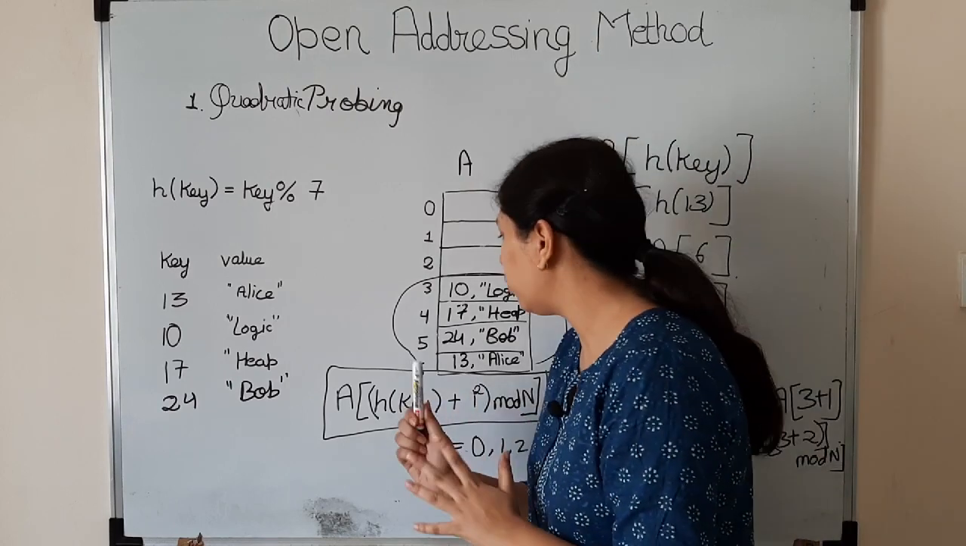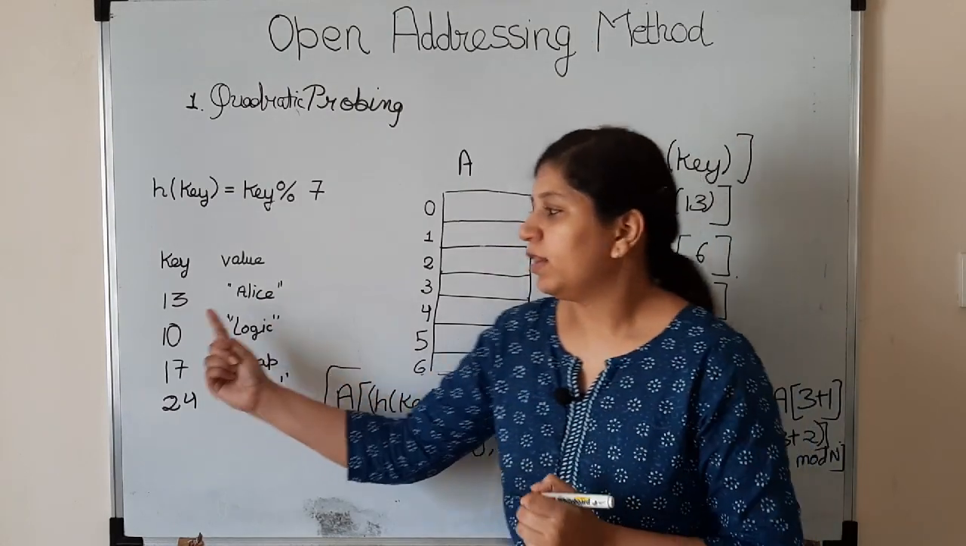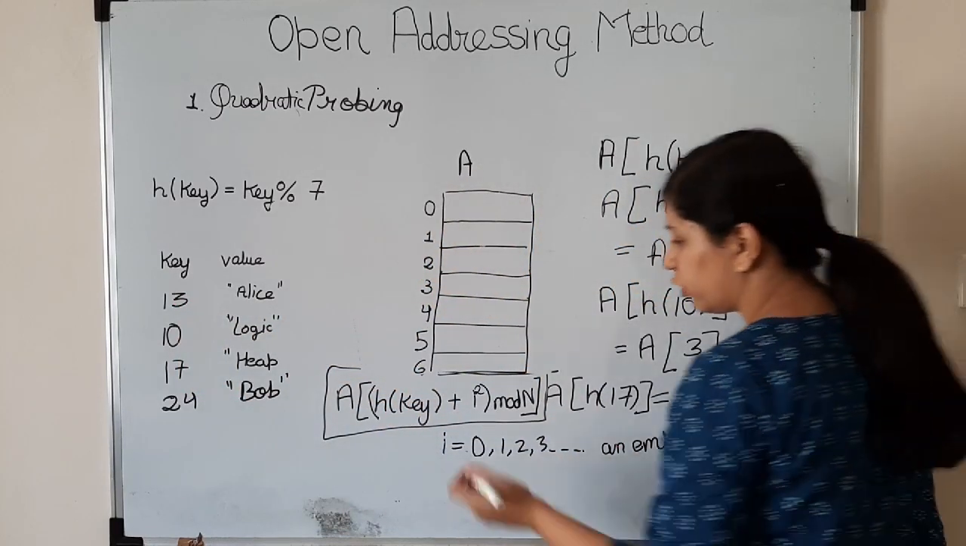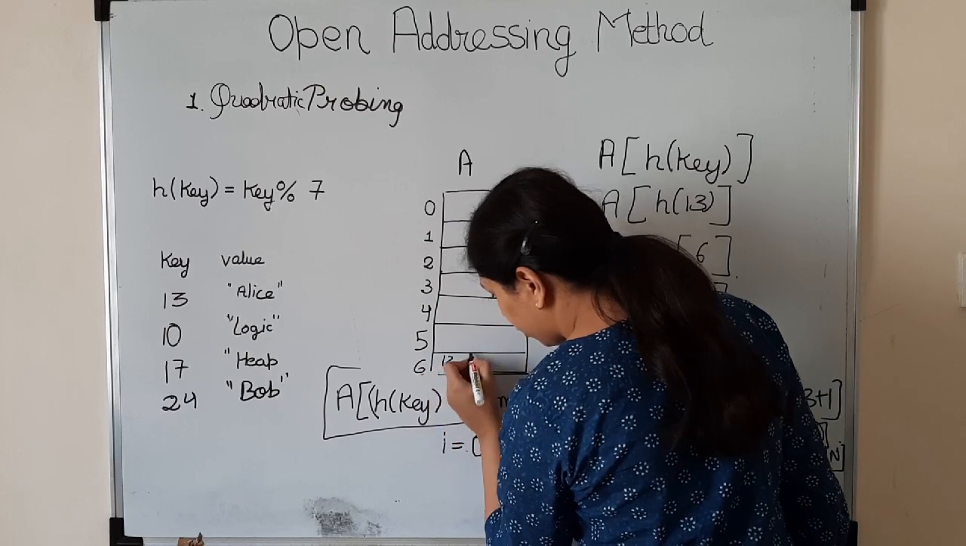So let's see how it will work here. Let's start with 13 LS. 13 modulo 7 is going to give you 6. So you'll put this key value pair here.